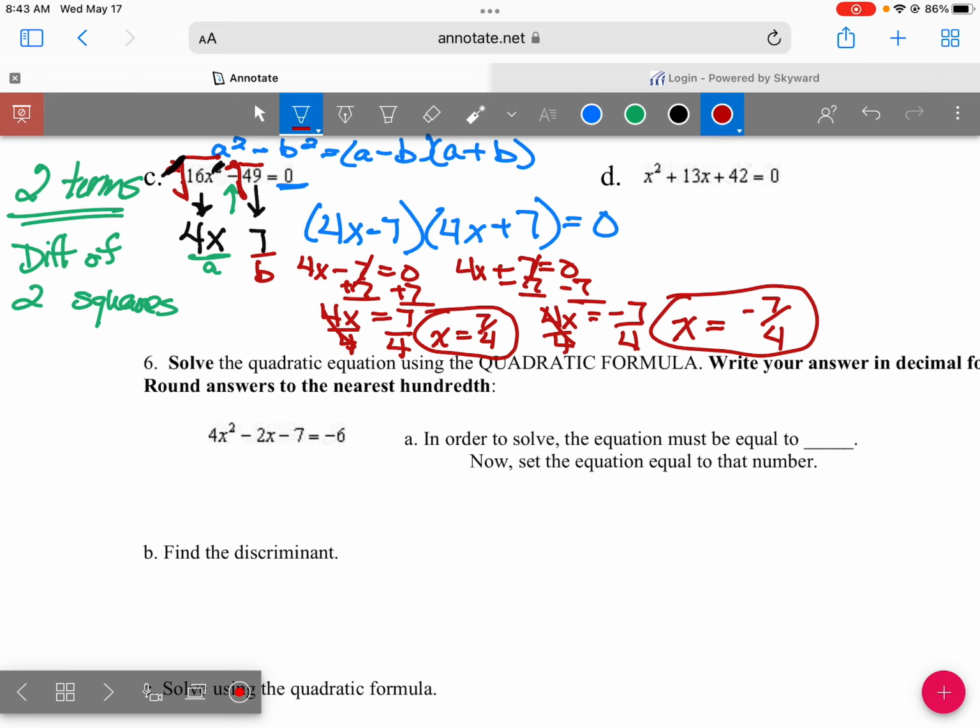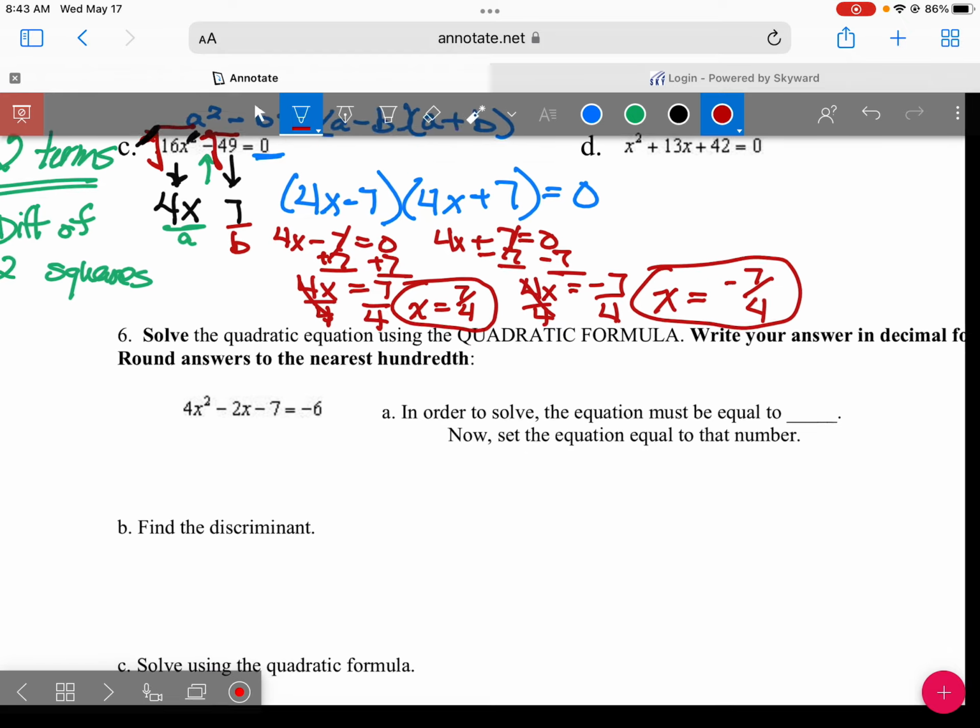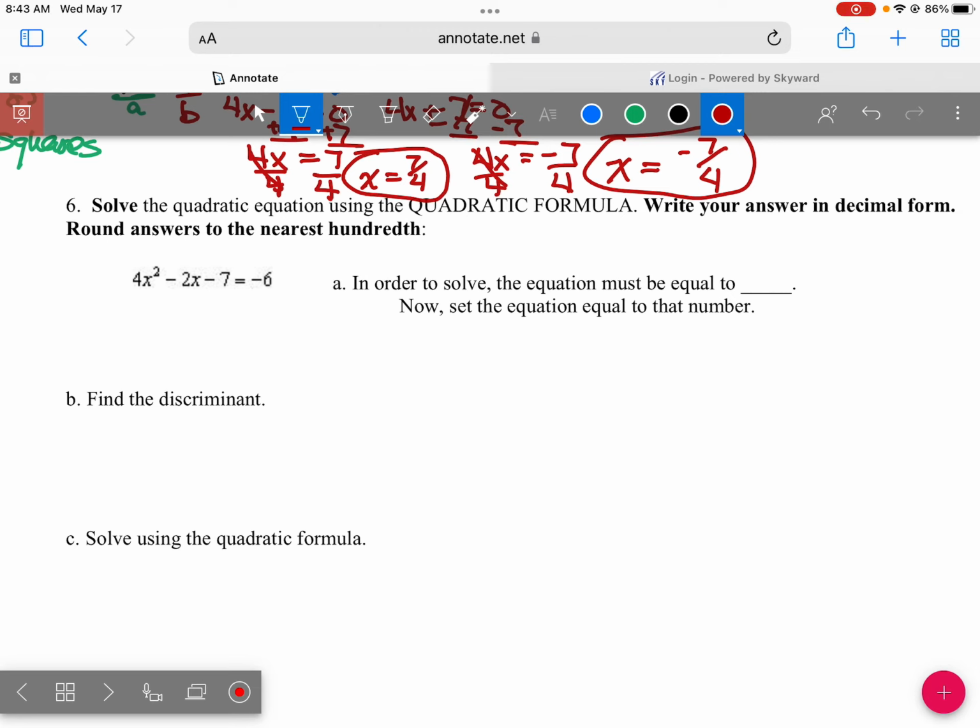Questions on C. That is a difference of two perfect squares. So that's when you use that shortcut formula. Letter D, you should be able to do on your own. Let's jump quickly to number 6, where we have to use the quadratic formula.